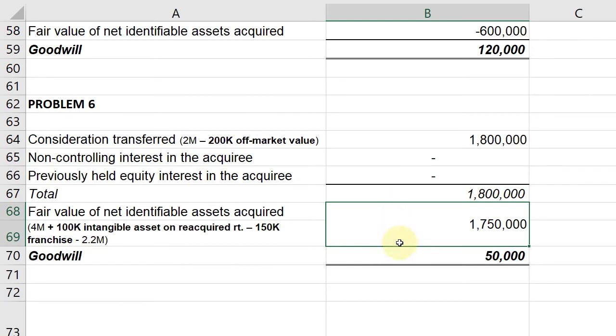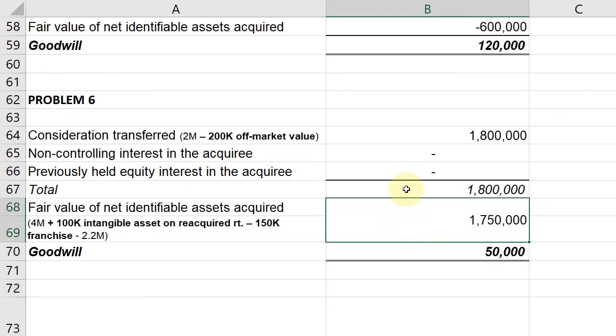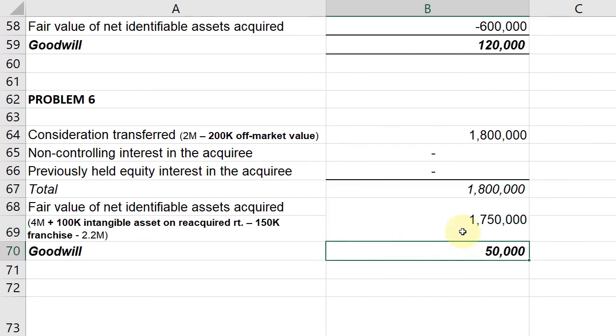So, you'll get a goodwill. So, sum mo lang siya. 1,800 minus 1,750 is equal to goodwill of 50,000. Okay? Ganun lang. Medyo nakakalito siya kasi mahaba yung narratives when it regards to reacquired right.